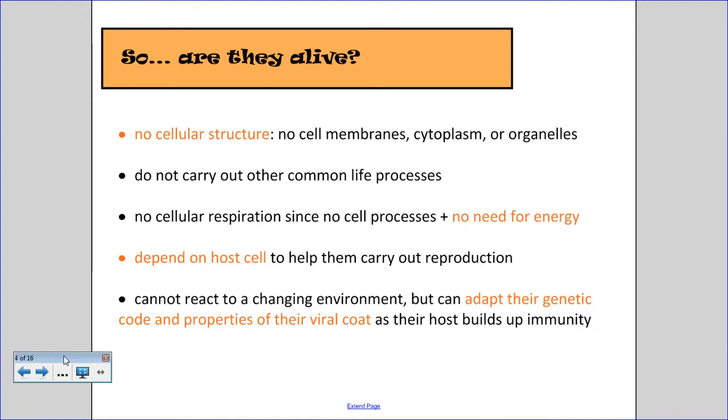In fact, they depend on a host cell in order to carry out reproduction. They can't reproduce on their own. And they cannot react to a changing environment. We do say viruses adapt, but they adapt in that they change their genetic code and then properties of their viral coat as their host builds up immunity. So they can make changes on the outside of them that can make it so, for instance, that's why you have to get a different flu shot each year, because the virus changes its coat and the old flu shots wouldn't work anymore.